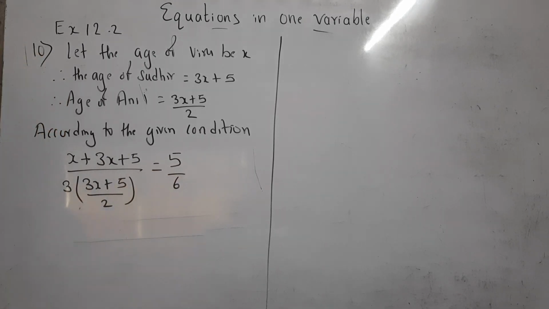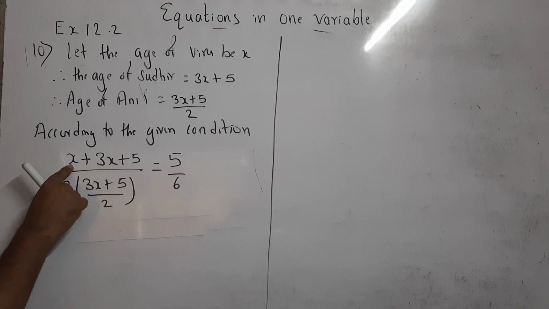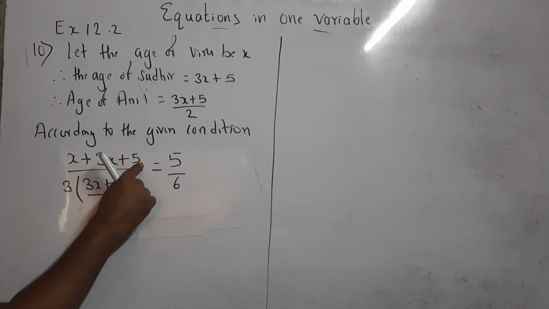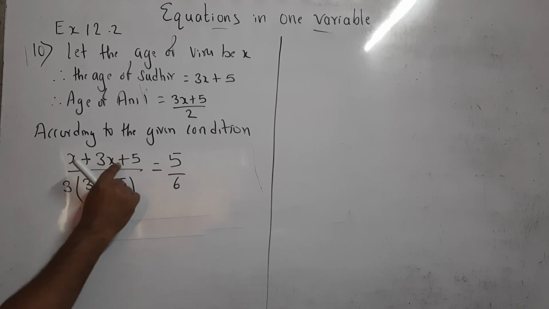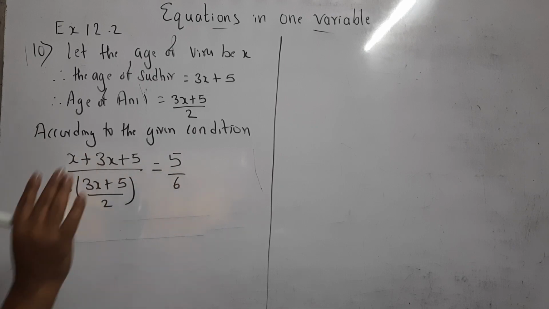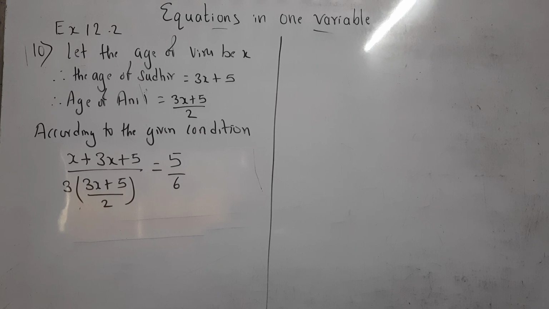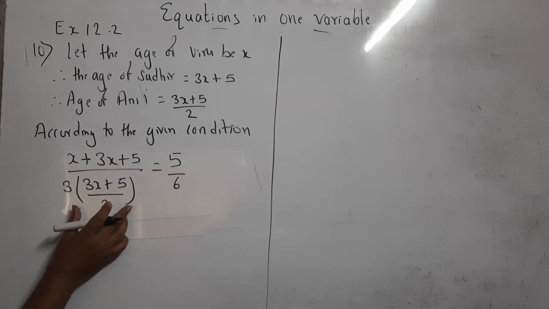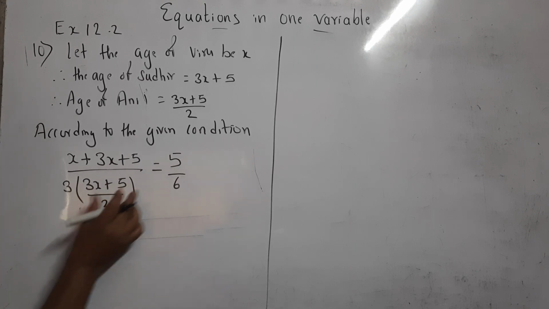5/6. Again I repeat, ये x किसका एज है? वीरू का एज है, और ये किसका एज है? 3x + 5 सुधीर का एज. Sum of Viru's age and Sudhir's age is 3 times the Anil's age. The ratio is 5/6. I hope all of you understood till here. Is it clear? Now what you will take? Bring this number on the other side. ये नंबर ऊपर आ जाएगा.